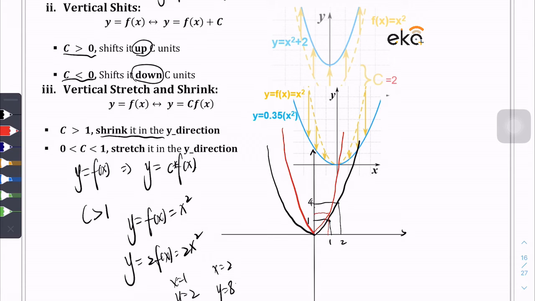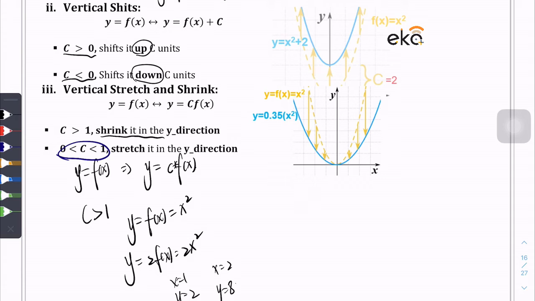Okay, when c is smaller than 1 but greater than 0, it stretches and becomes fatter like this one here. Like these ones here. Okay.